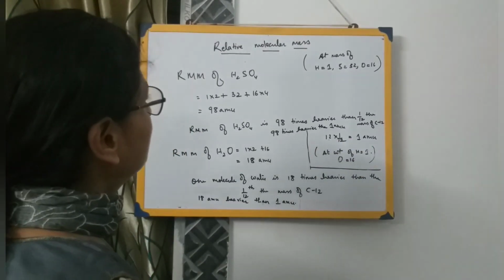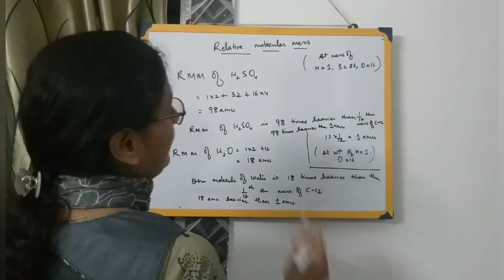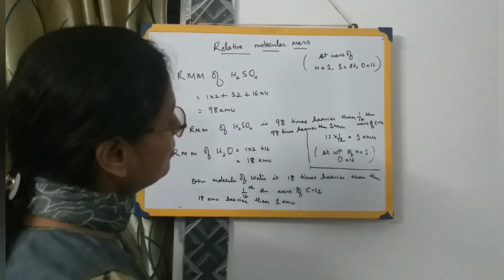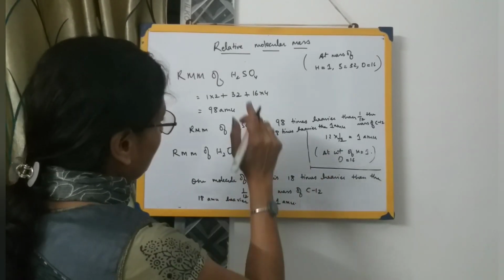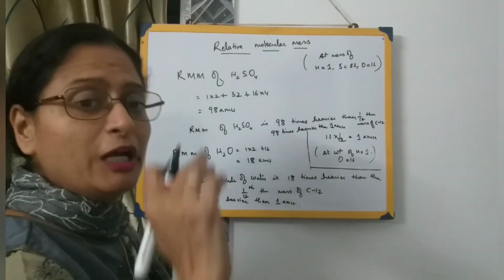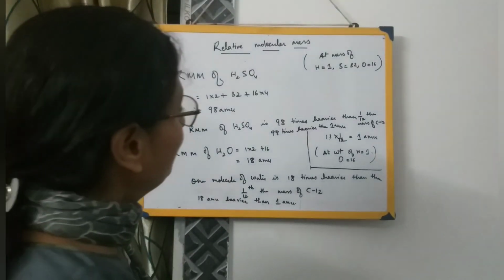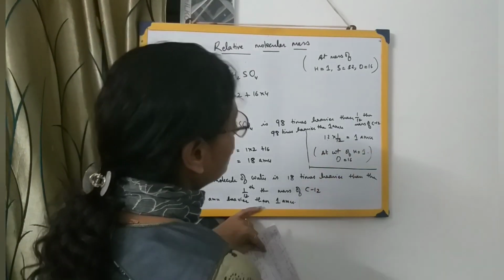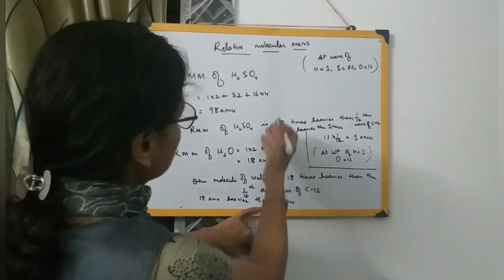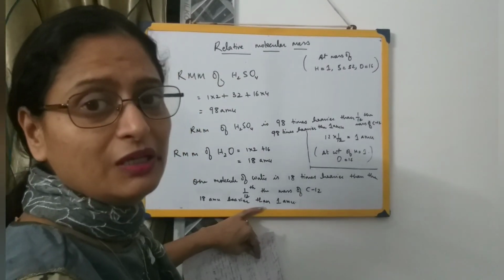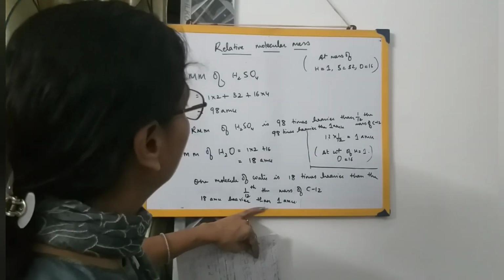So that is how we get the concept of the relative molecular mass and the relative atomic mass. When we are saying 1/12 the mass of carbon 12, 1/12 means what? 12 into 1/12, so we are getting it as 1 AMU. So that is what it all means for the relative atomic mass and the relative molecular mass.